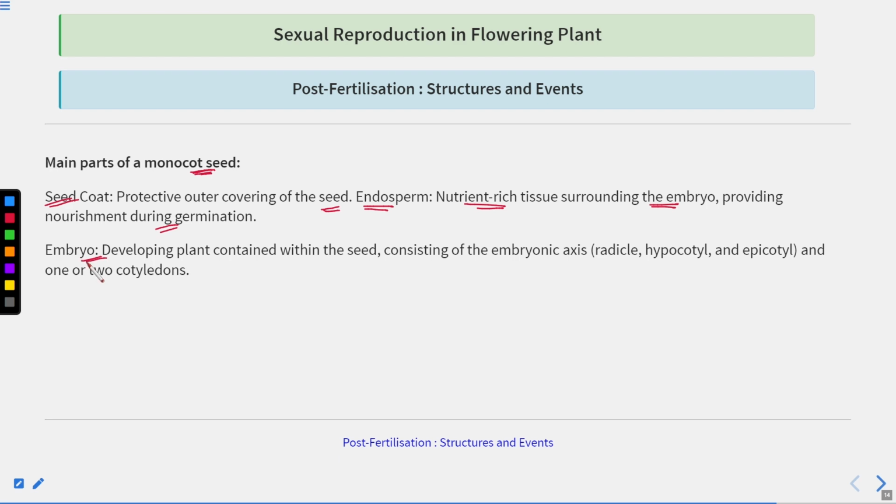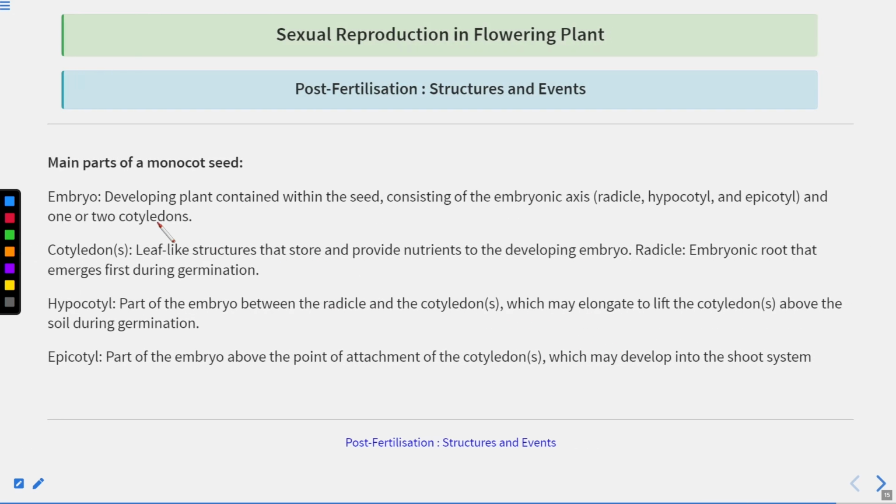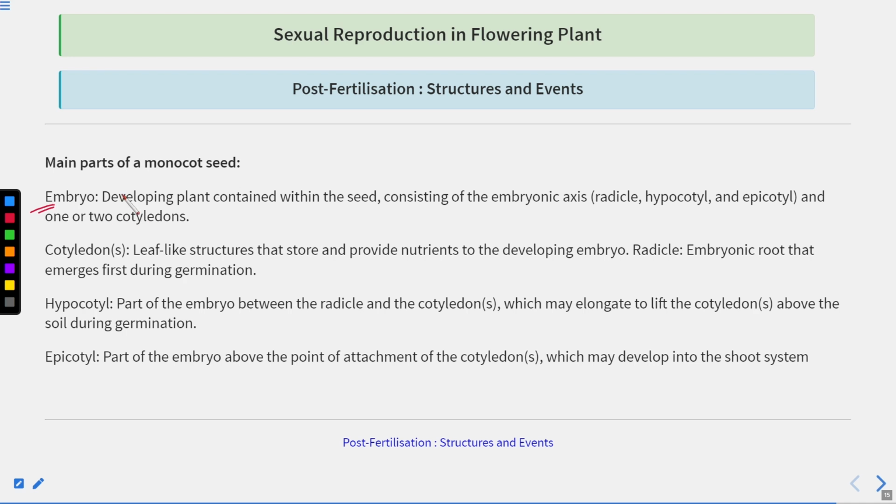Then the embryo. In the previous slide, we were talking about the embryo. Now we are talking about the seeds. Embryo is the developing plant contained within the seed, consisting of the embryonic axis, which is the radicle, hypocotyle, and the epicotyle, and one or two cotyledons. Monocots consist of one cotyledon. Dicots consist of two cotyledons. Clear?